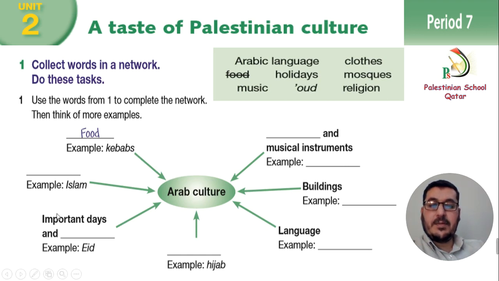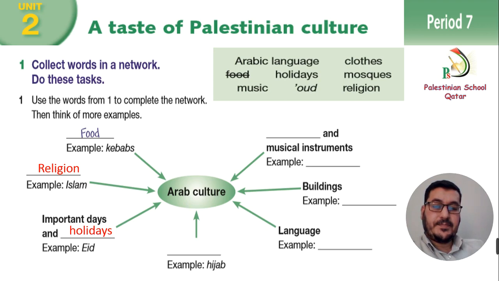Now here we have number 2, for example Islam. So which of these words is related to Islam? It is religion. And number 3, important days. For example, we have Eid, so we have important days, and yes, holidays.